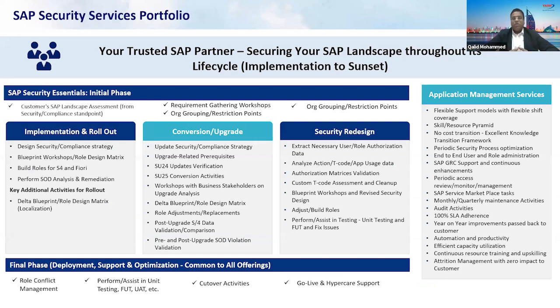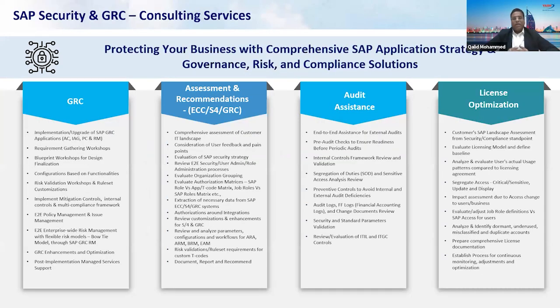On this slide, we have listed the services that we offer. We offer end-to-end services, from implementations to rollout, conversion, upgrade, and of course, security redesign. And then we also have application management services. This slide also carries extended information on our services. In the first column, you see the GRC area, wherein we offer end-to-end services on all the GRC applications, including access control, IAG, process control, risk management, etc. And the remaining three columns are services we have tailored for our customers.